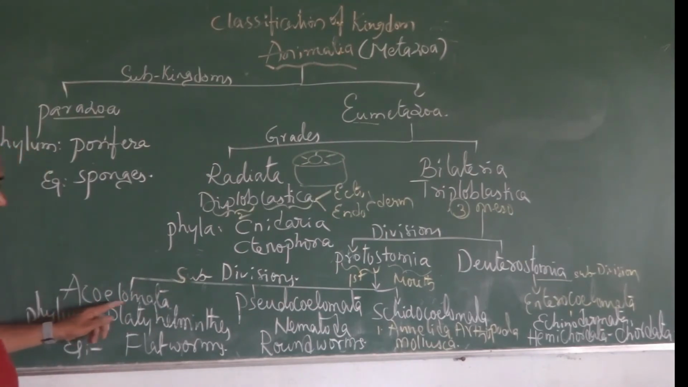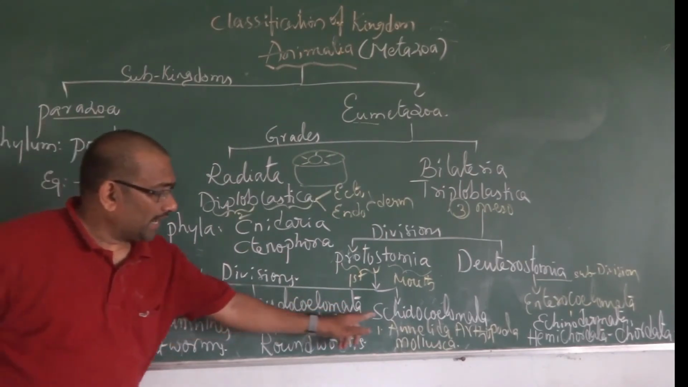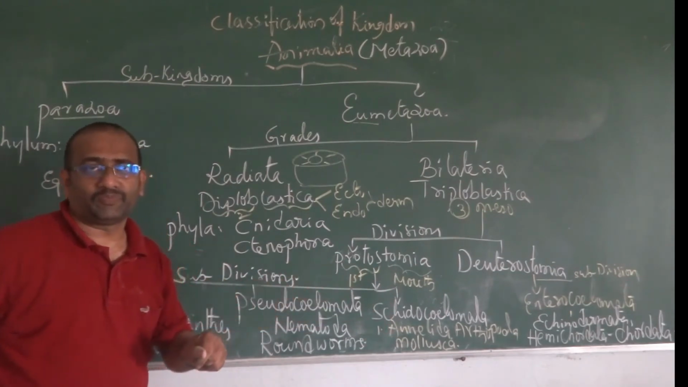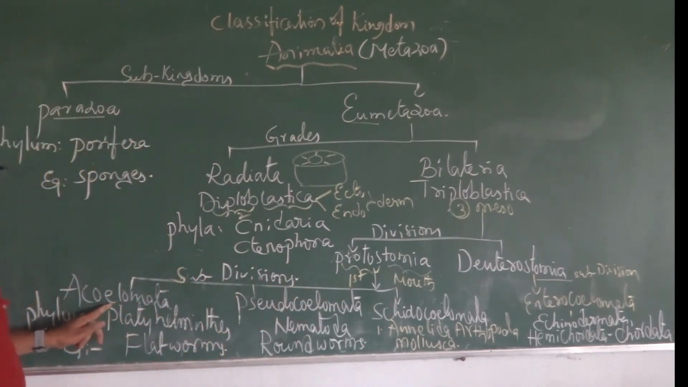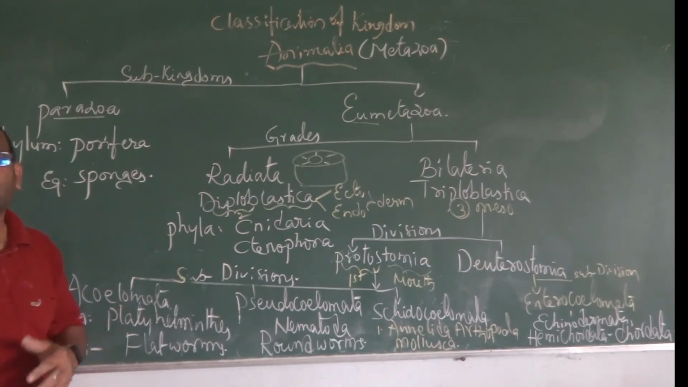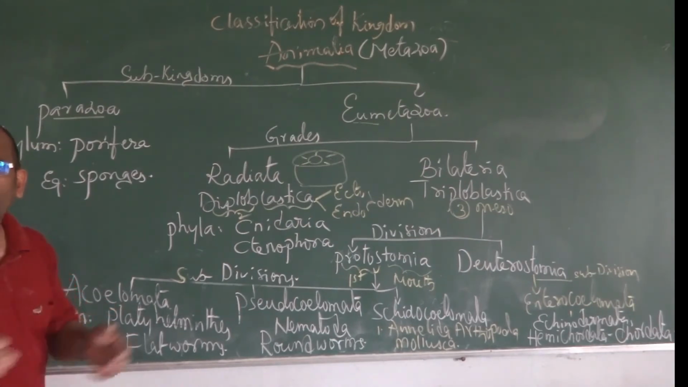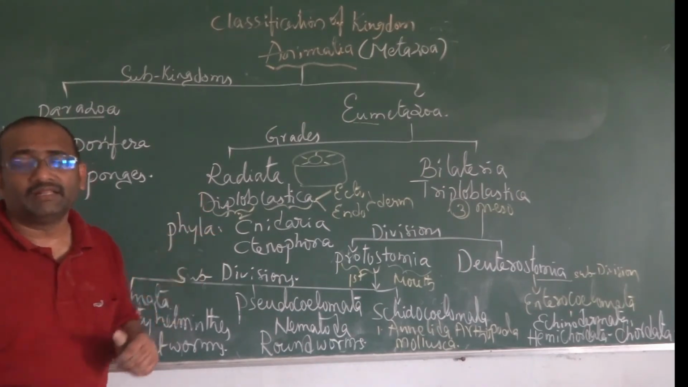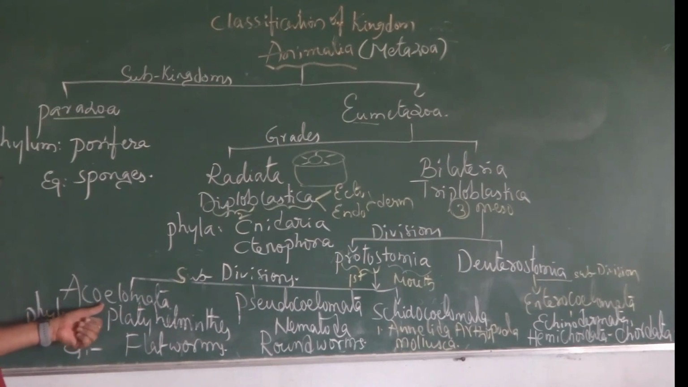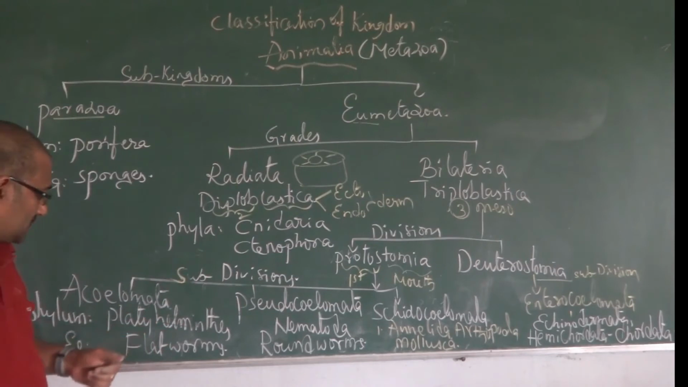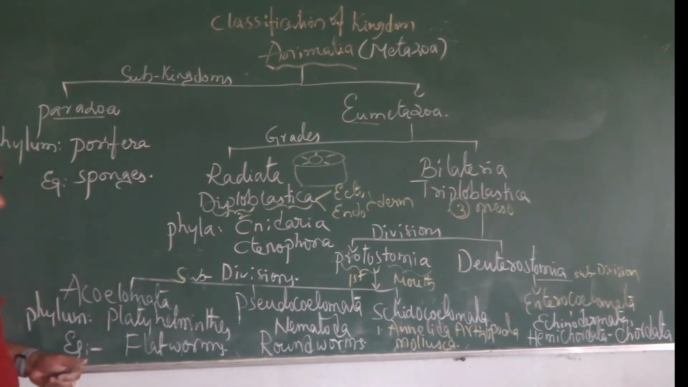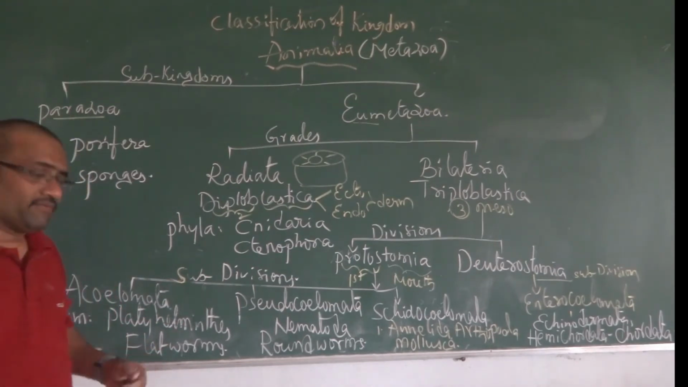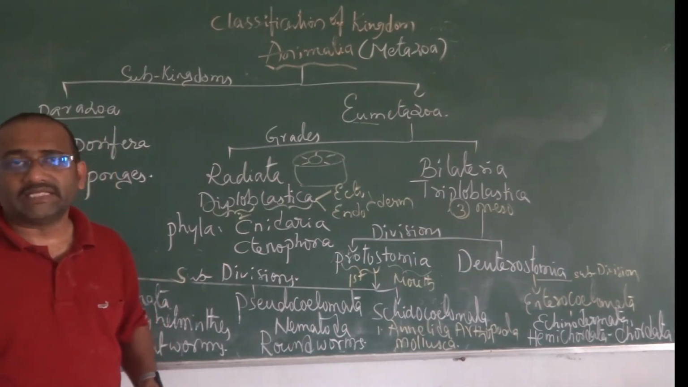This division Protostomia is divided into 3 subdivisions: Acoelomata, Pseudocoelomata and Schizocoelomata. These are based on the coelom, the body cavity. Inside the body there is a cavity. If there is no body cavity and it is filled with a solid material, that type of body is known as Acoelomata. Phylum Platyhelminthes belongs to the Acoelomata subdivision, and examples are all the flatworms.